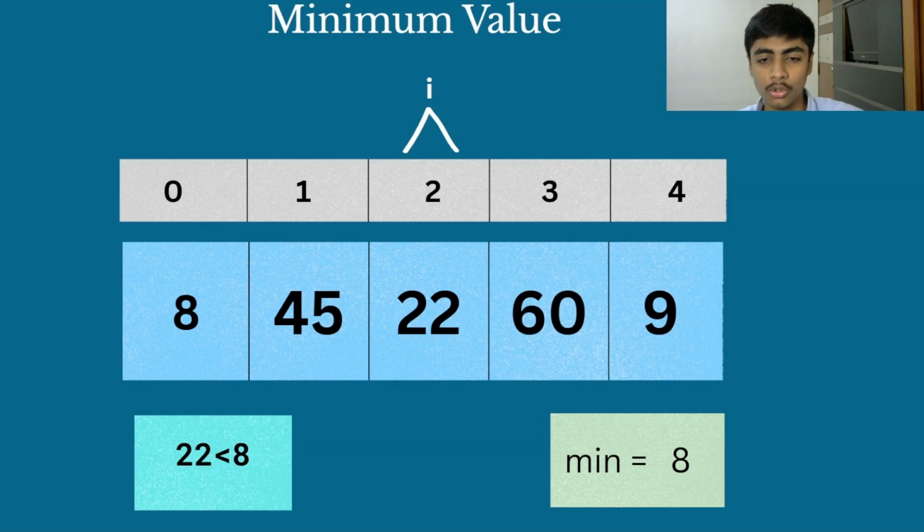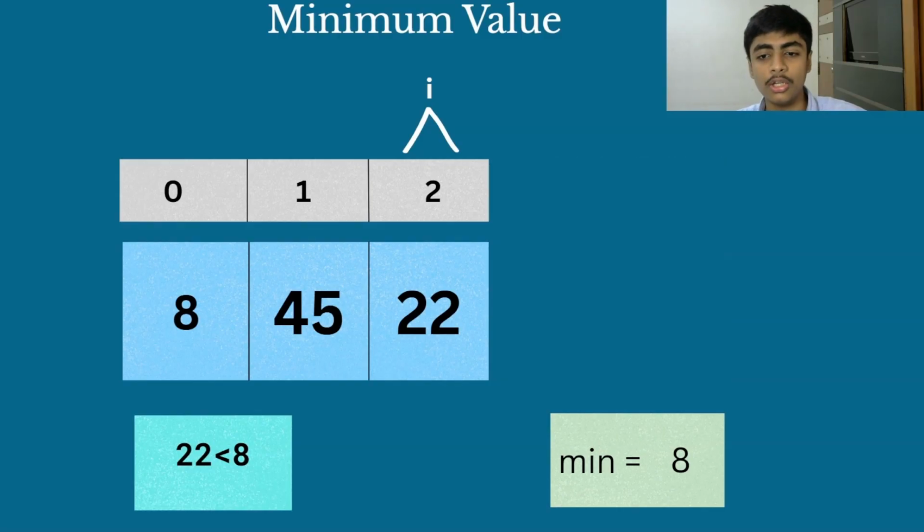Our I is going to change to 2, and we're going to check if 22 is lesser than 8. This is also false, so our 8 is going to continue to be the minimum value for our first 3 elements now.